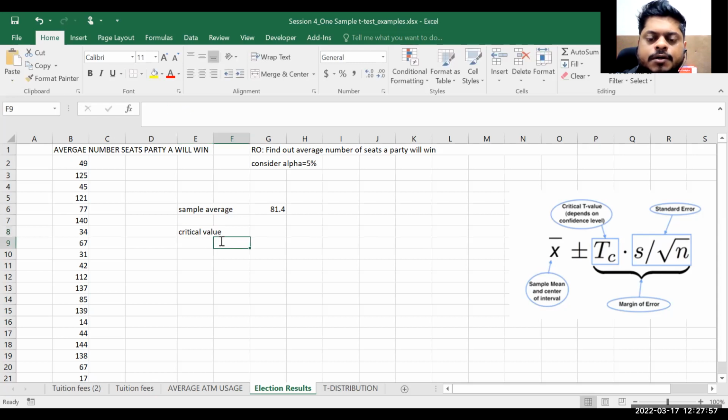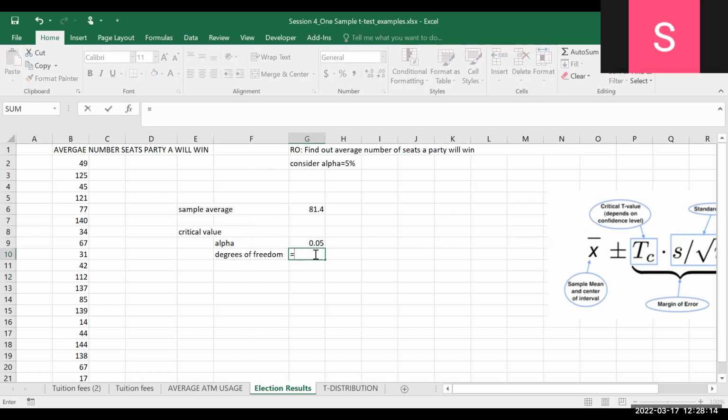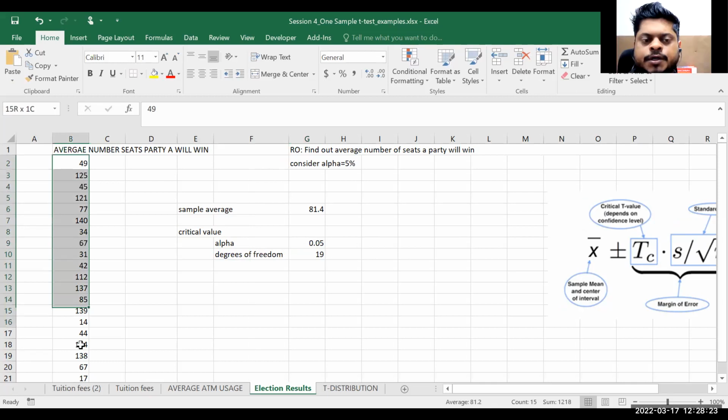As you know, for the critical value we need two pieces of information. One is alpha, that is given as 0.05. Next is degrees of freedom. What will be my degrees of freedom in this particular case? How many data points do I have? I have 20 data points. Sample size is 20, minus 1 is 19, right?